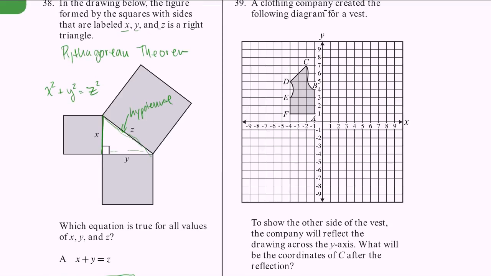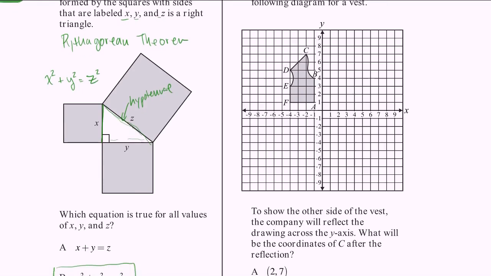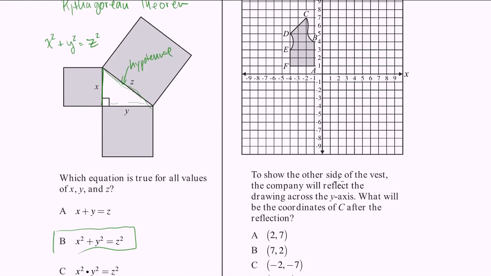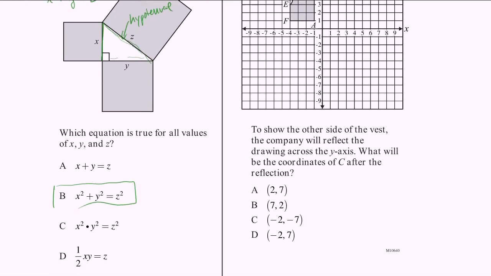Problem 39. A clothing company created the following diagram for a vest. So I guess this is somehow a vest. Maybe it's half of the vest, because I don't see how I could put that on me. Okay, right, so this was half of the vest. To show the other side of the vest, the company will reflect the drawing across the y-axis. What will be the coordinates of C after the reflection?